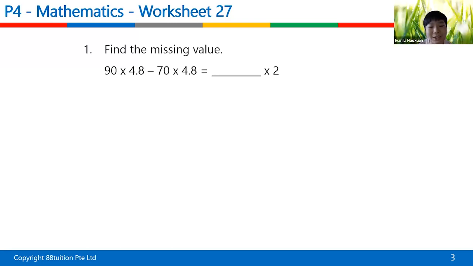Okay. So 90 times 4.8, and then 70 times 4.8. And then get both answers and subtract. After that, divide by 2. Wow. You are not wrong. It's correct. But you see, it's so tedious. Let me tell you how we can do it. Okay. I teach you one shortcut method.